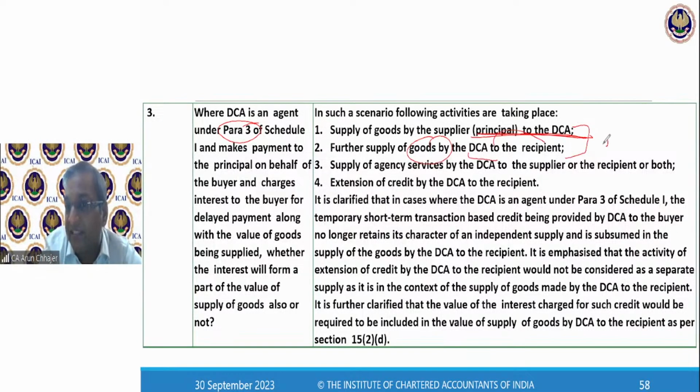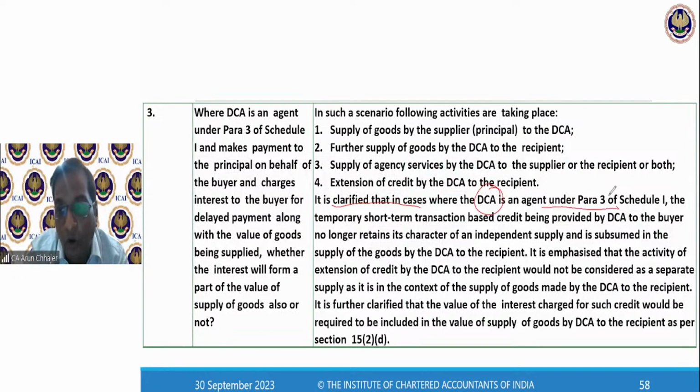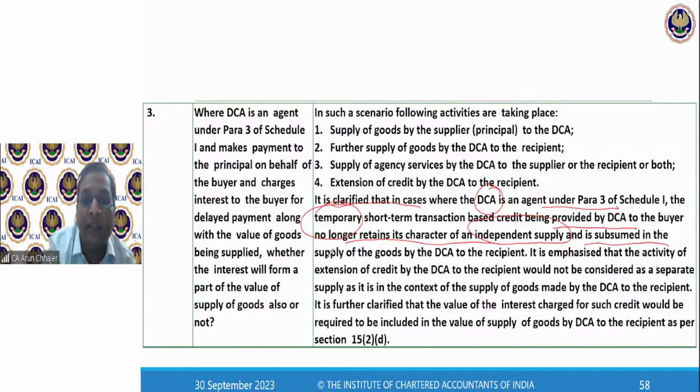In the last, there is one transaction: supply of the agency service by the DCA to the supplier or the recipient or both. And third is extending the credit to the recipient. It is clarified that when the DCA is the agent under para 3 of Schedule 1, the temporary short-term loan provided by the DCA to the buyer no longer retains independent supply status. It is subsumed in the supply of the goods by the DCA to the recipient.